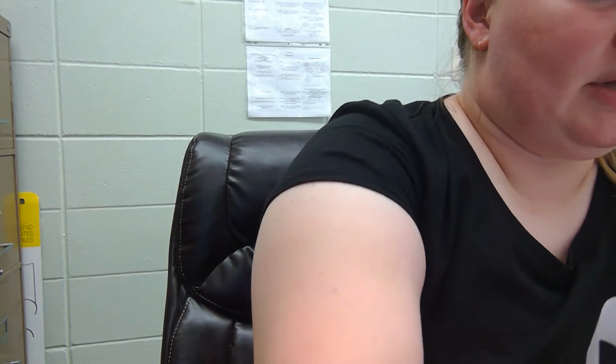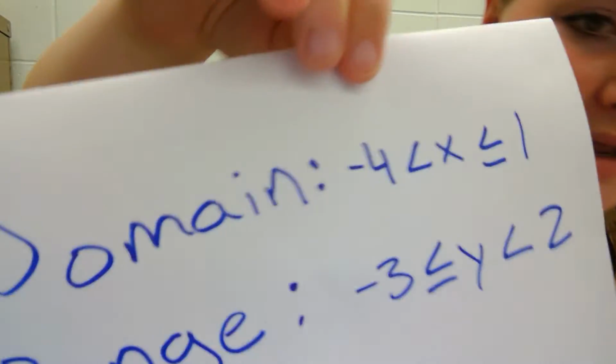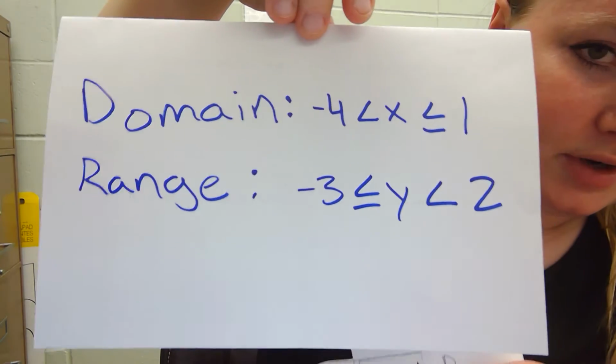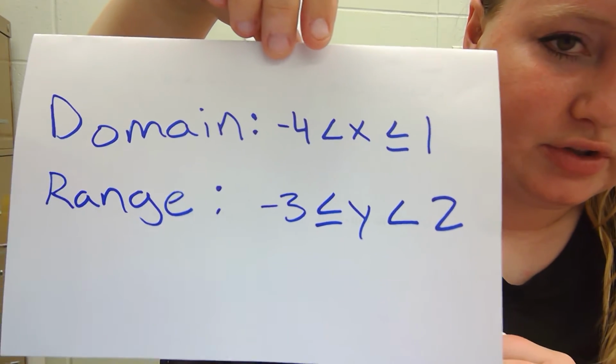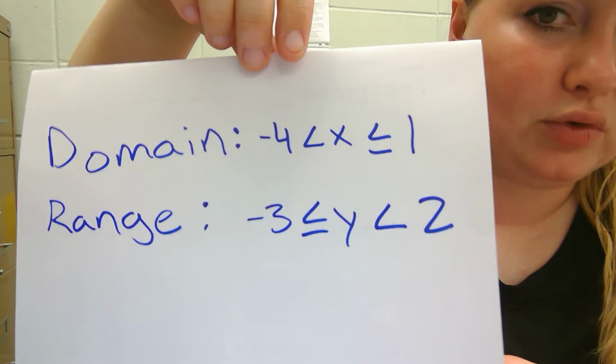Because of that open circle endpoint, it won't have the or equal to line. So we are looking at -4 to 1, and on the -4 side, it's just the less than, but no or equal to.